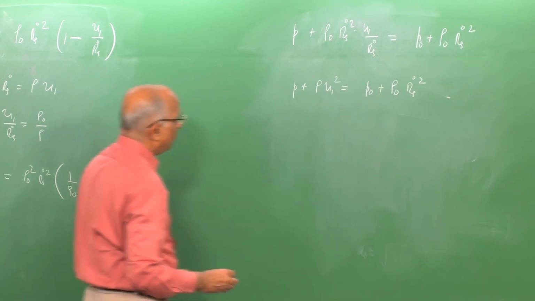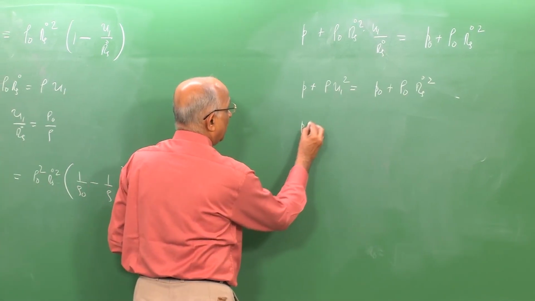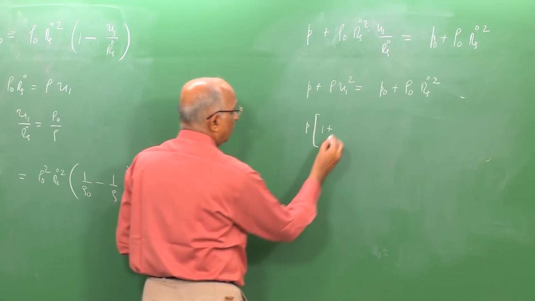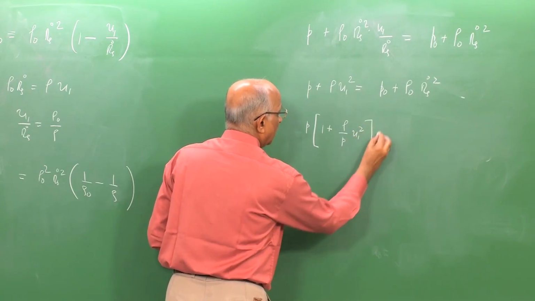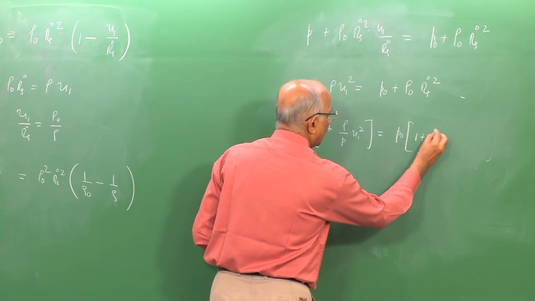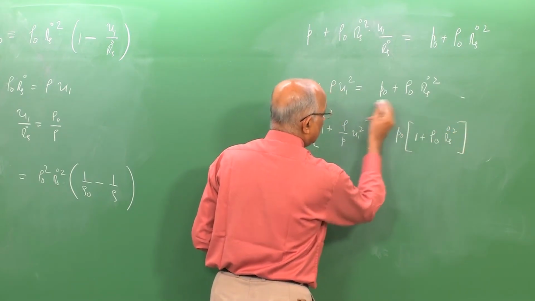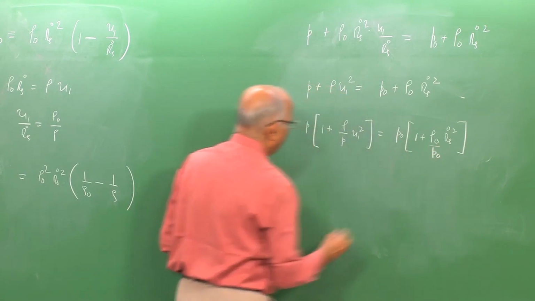This is my equation. And now, can I put this in this particular form? I take P outside, I get P plus, I have rho by P into u 1 square is equal to, I take P 0 outside, I get 1 plus rho 0 into r s dot square over here, and here since I have taken P 0 outside, it should be rho 0 by P 0.